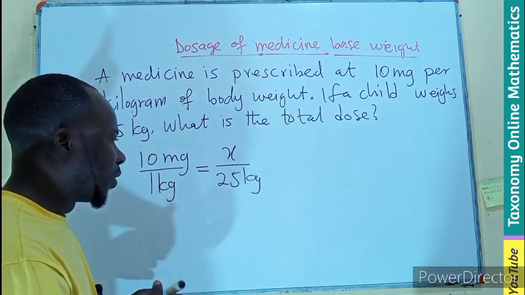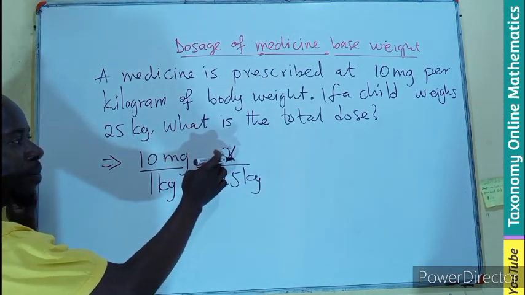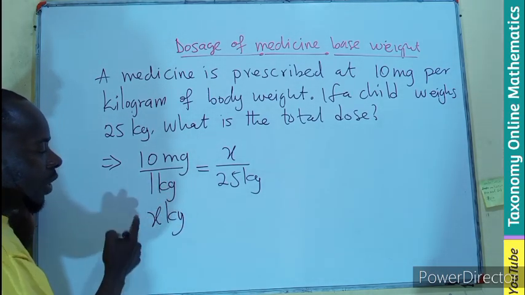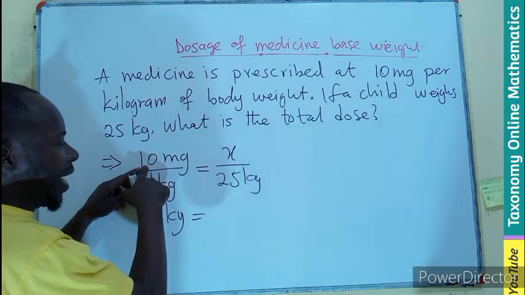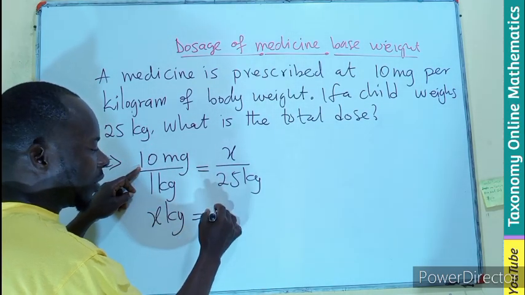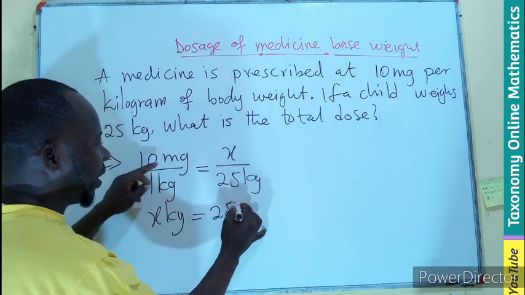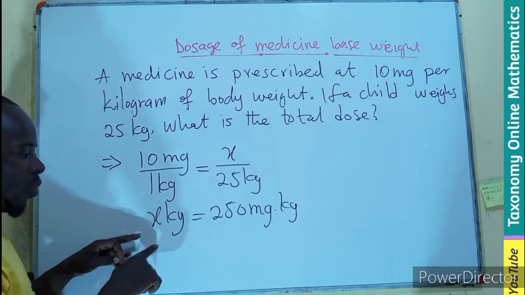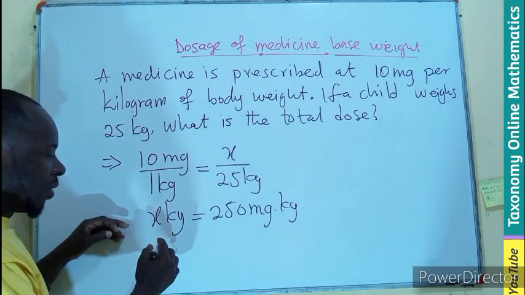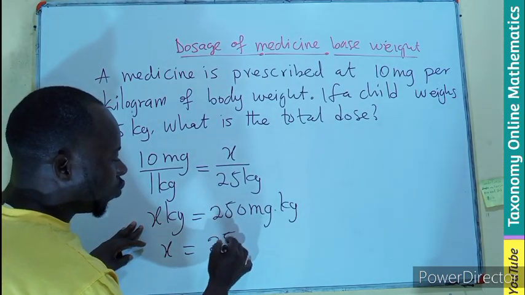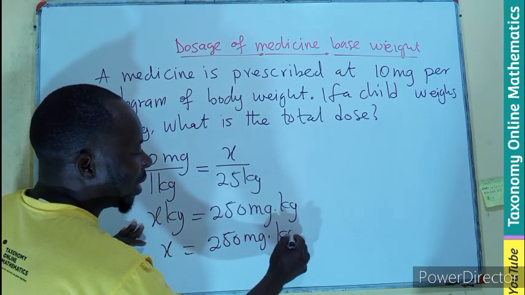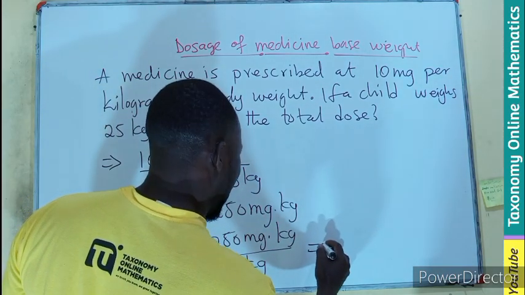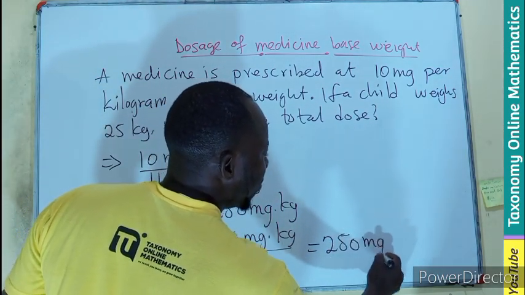That is a proportion. So we can cross multiply, whereby x times 1 will remain what? x, but in kilogram. And that will be equal to 10 times 25, which is 250. I'm having mg and kg. But I'm looking for x, so I divide by the kg here, meaning x will be equal to 250 mg times kg divided by kg. You see the kg cancel. So I'll be having 250 milligram.